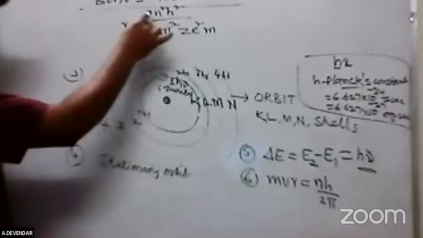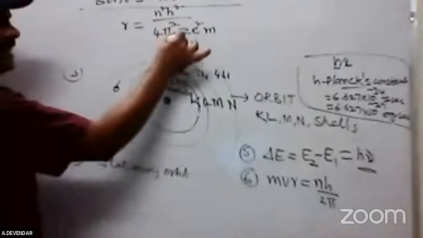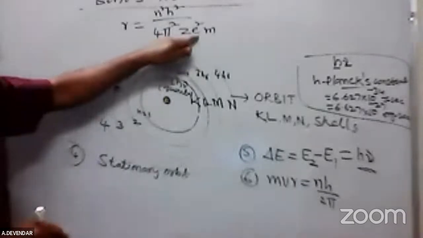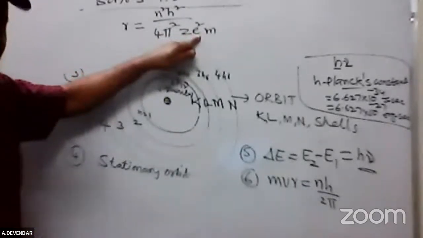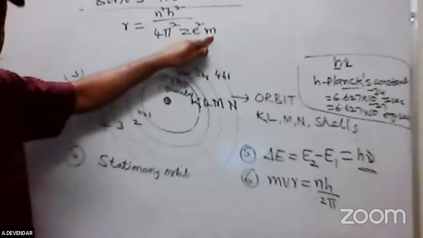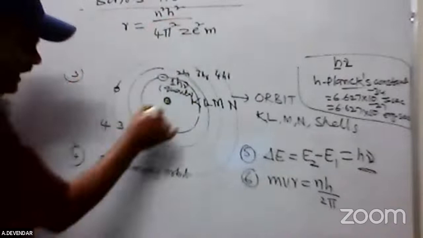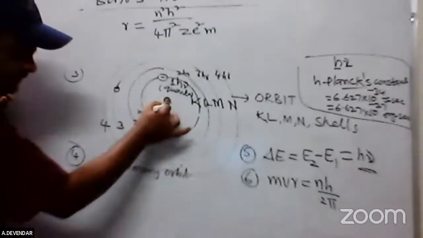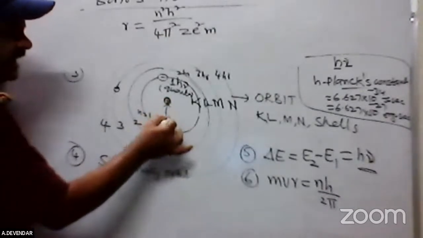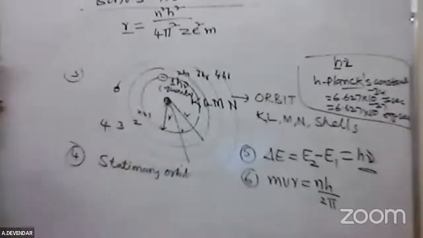See friends, n means integer 1, 2, 3. h means Planck's constant, a constant. Pi is the constant 3.14. Z means the atomic number of the atom. e means electron charge, e square, and m is the mass of the electron. By means of this you can calculate the radius. The distance between the orbit and the nucleus is called the radius. Like the second radius and the third radius, you can calculate by means of this equation.